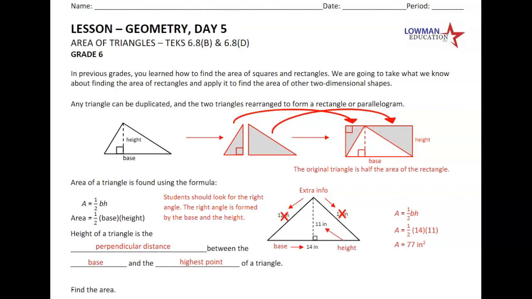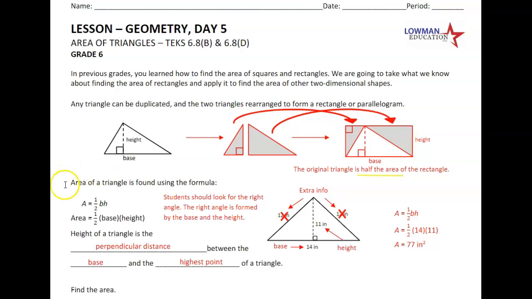Any triangle can be duplicated, and the two triangles can be rearranged. Please look at the decomposition here. They can be rearranged to form a rectangle. This is why we always divide by 2 in the formula, because a triangle is half of the area of the rectangle.